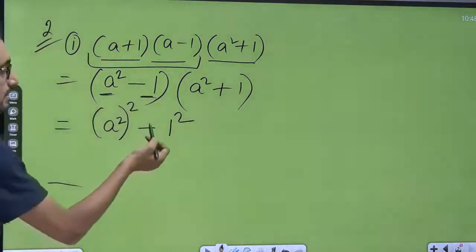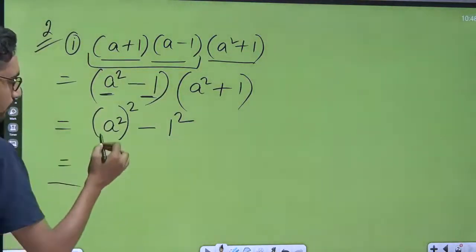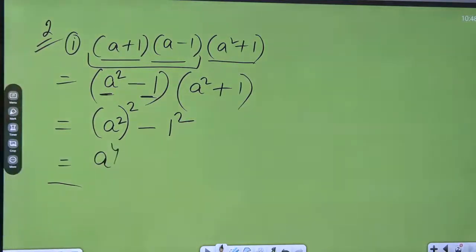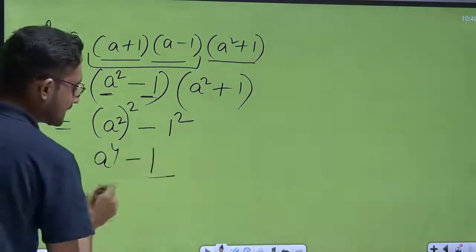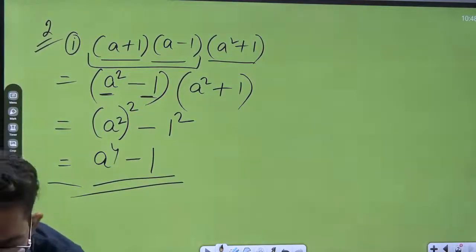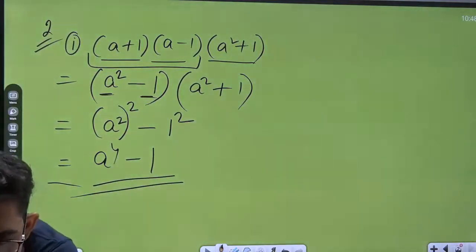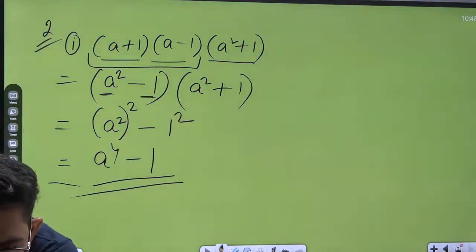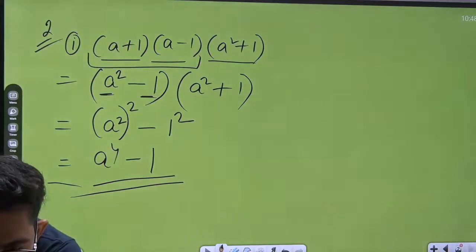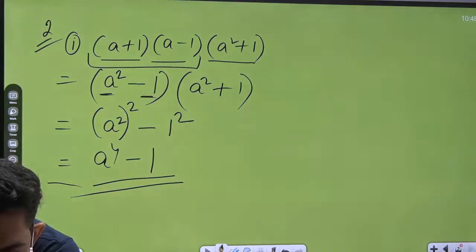So what do you have to do with this? Whole square minus B square, and B is considered as 1 here. That's why we have written here A square whole square minus 1 square. So write down A to the power 4 minus 1. That is your 100% correct answer. Okay, understood all of you?